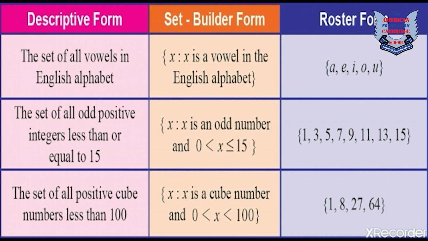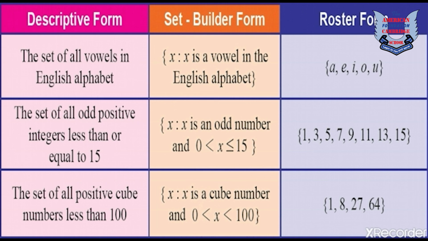Second example, the set of all odd positive integers less than or equal to 15. This set can be written in set builder notation like this: x such that x is an odd number and x is greater than 0 and less than or equal to 15. Its tabular form will be 1, 3, 5, 7, 9, 11, 13 and 15.